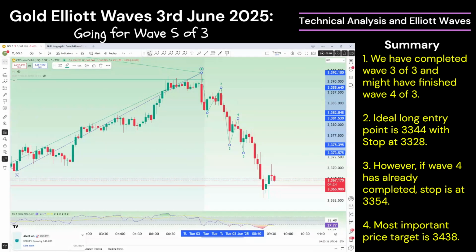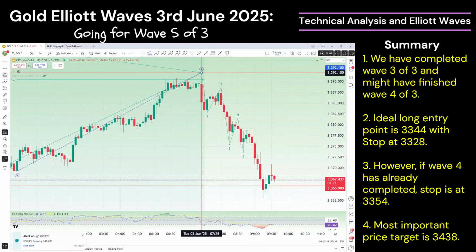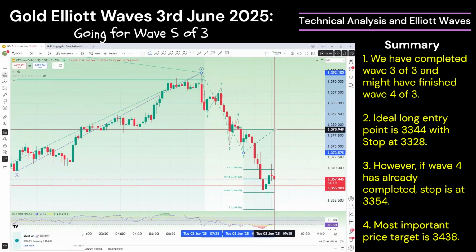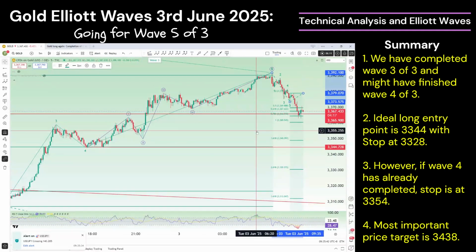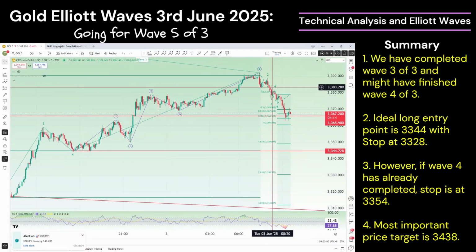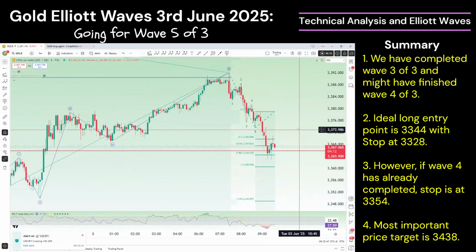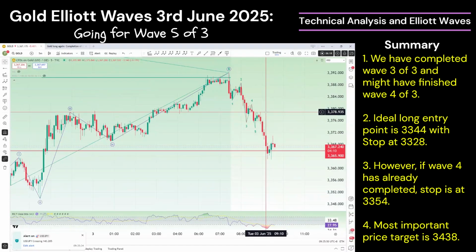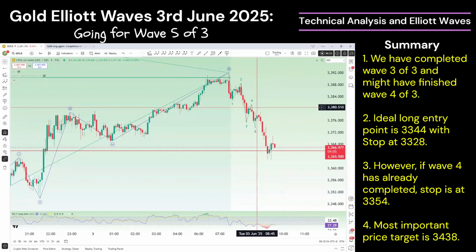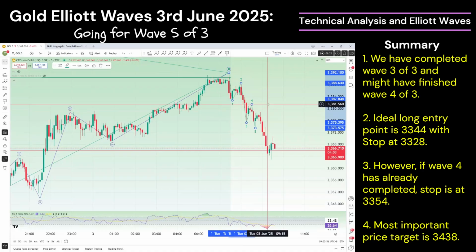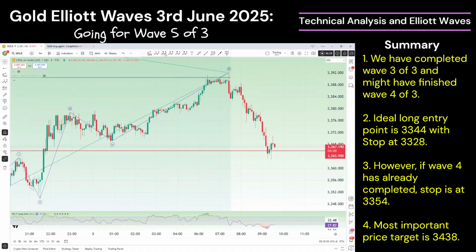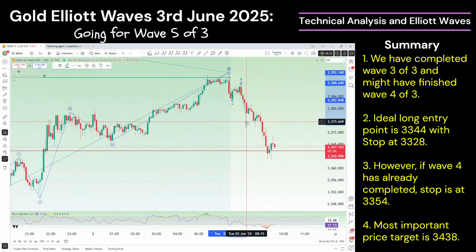Well, it didn't reach A equals to B, but given that it's an impulse, there's actually a few ways to read this. You can also read this as a double combination, where you have an ABC, and then this X, ABC.